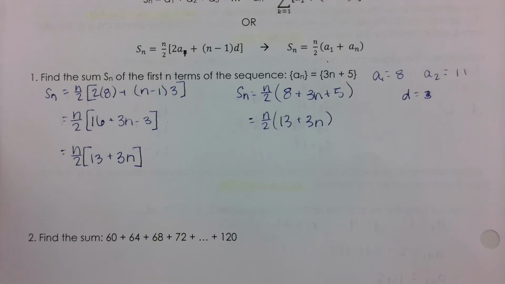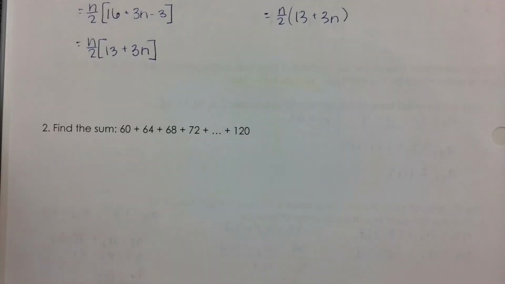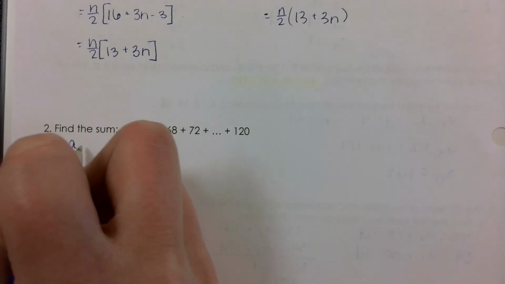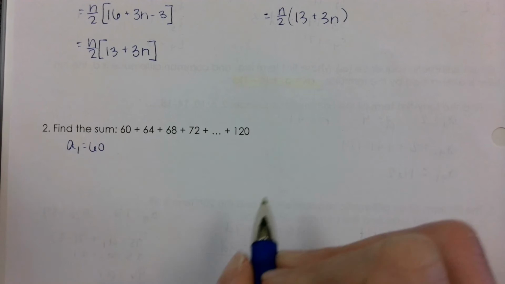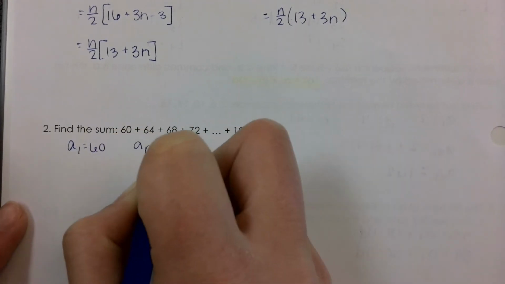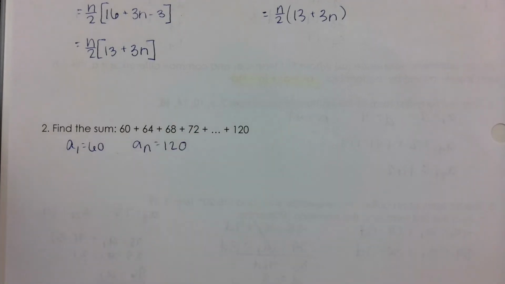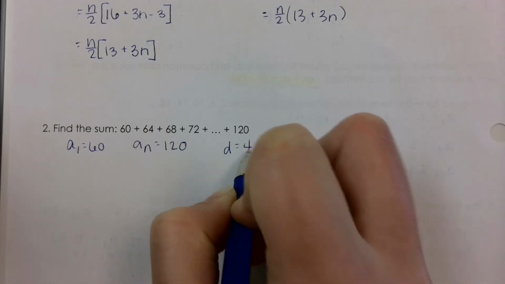Alright, so for the next one, we are given this series, so we need to find the sum. So your first term was what? 60, and then we know that our a sub nth term, whatever n was, is 120, because that's where we ended. And then what about the d? Do we know that yet? 4, because they added 4 each time.